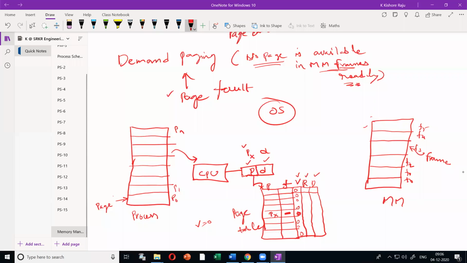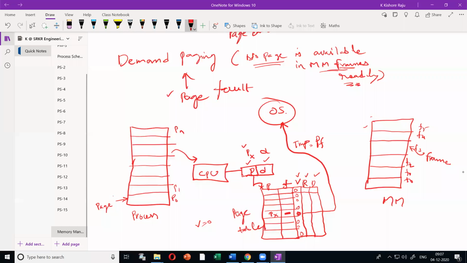What happens? Last class we discussed. It raises a trap. Exactly, it raises a trap, and the trap will be given to the operating system. The trap is also called a page fault, PF.